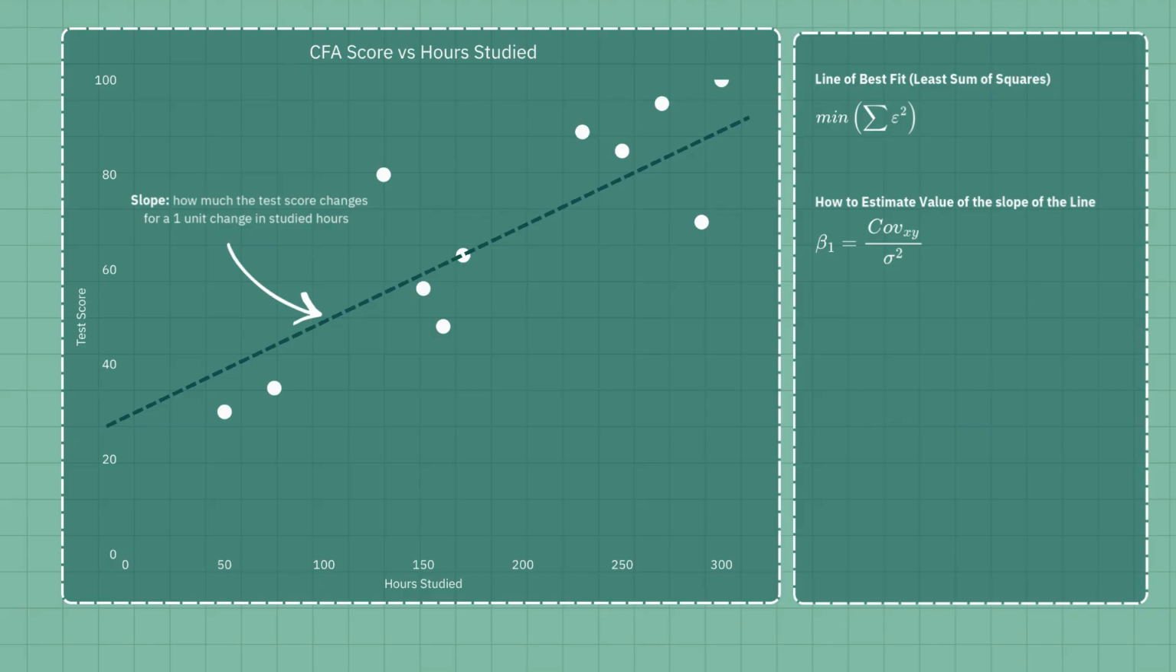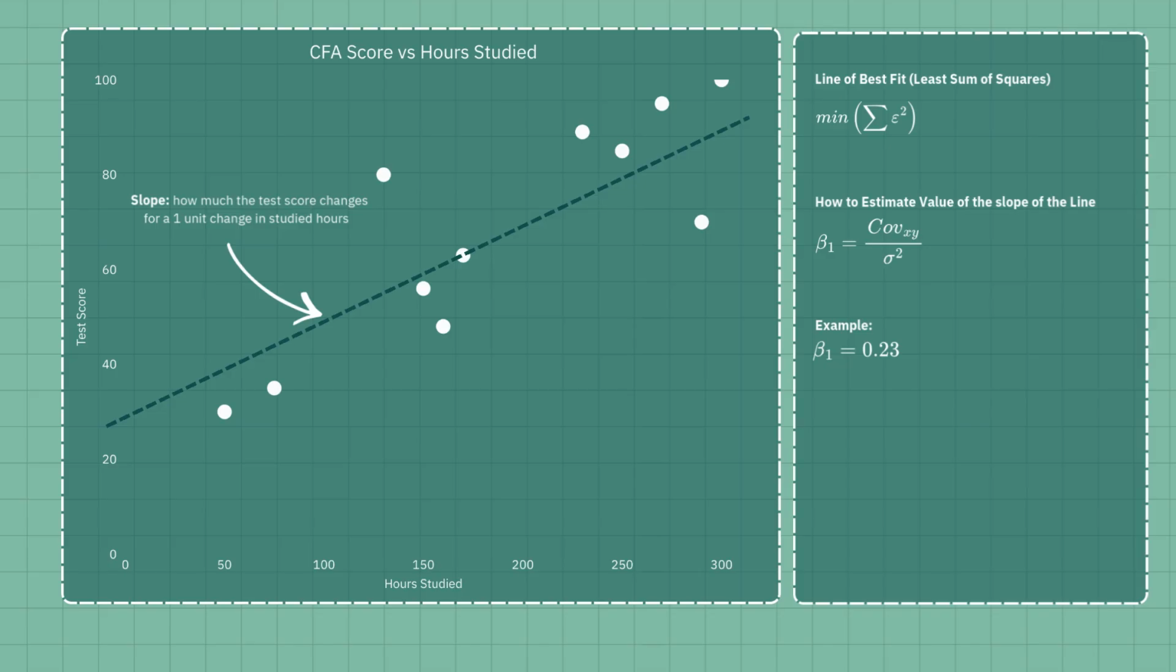So let's work through a small example. Imagine we have 11 observations showing the number of study hours and the corresponding exam scores. After calculating the variance of x and the covariance of x and y, we find a slope coefficient of 0.23. What does that mean? A slope of 0.23 suggests that for every additional hour studied, a student's CFA exam score is expected to increase by 0.23 points.